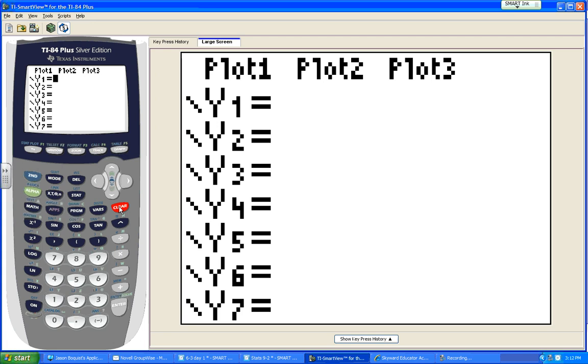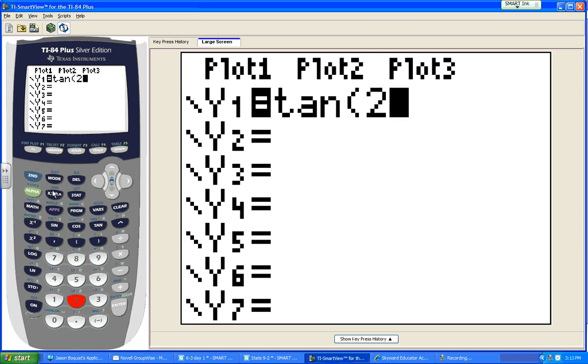What do we got there? Tangent, and then there's that parenthesis. There's that parenthesis I was telling you about. You can't put anything in there, right? So here we go, x. And then, nope, it should be 2x, right? 2x plus 180.